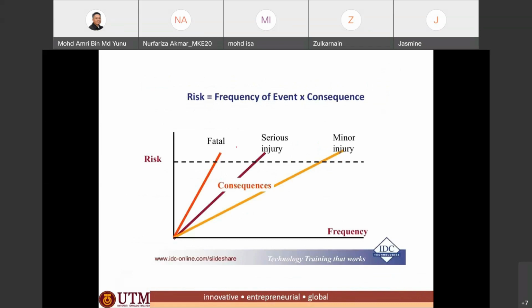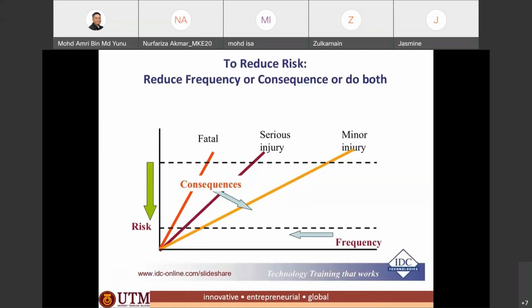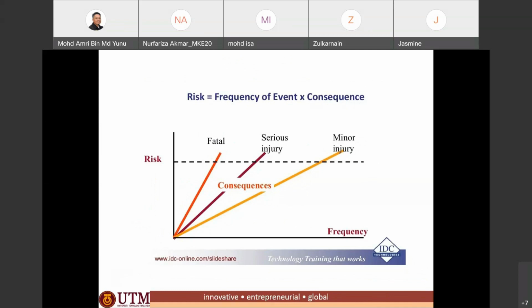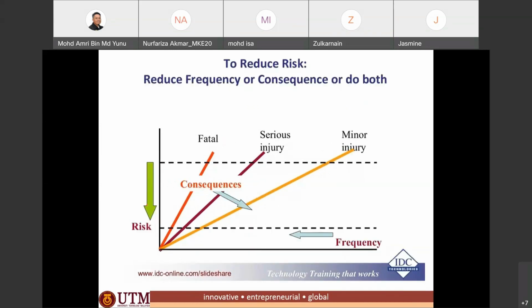Basically, if the level of the risk is above this line, it will cause, for example, fatal or serious injury, and minor. This is just another representation of the risk matrix. Remember the risk matrix. So the objective is to reduce the risk by reducing the frequency or the consequences. If we apply the safety instrumented system, the consequences will go down, and also the frequency will go down.